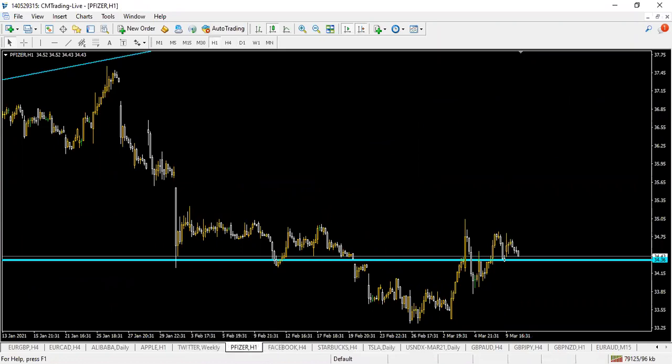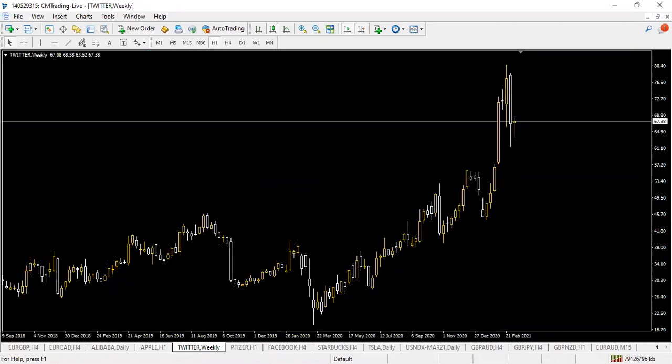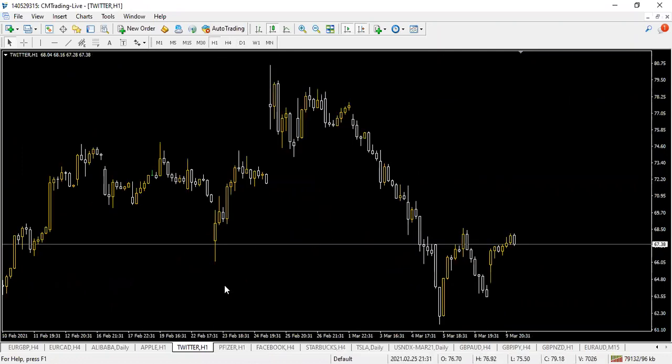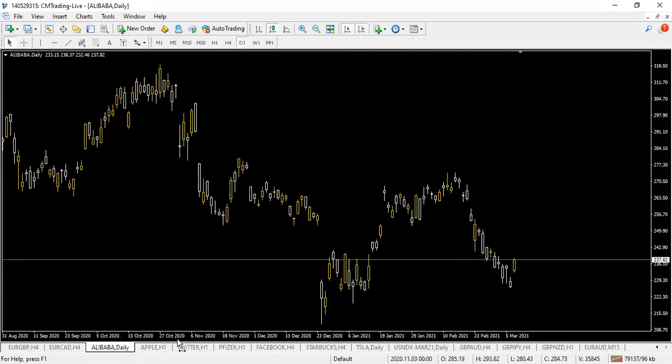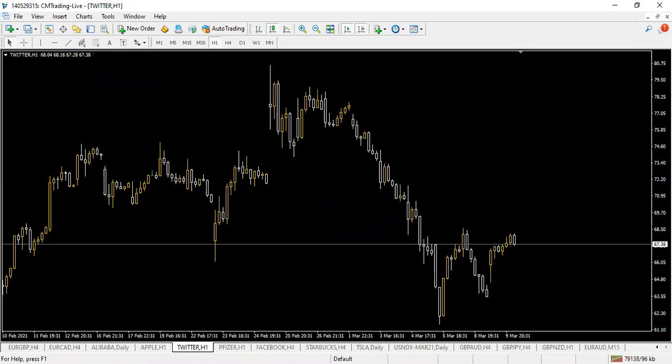Pfizer is doing good. I love it. Twitter, what is Twitter doing? Twitter is trying to pick up also as other stocks are picking up. There's also Apple picking up. I believe Apple is the company to put your money on, to put your money behind. Especially if you're on easy equities, you can look at Apple.